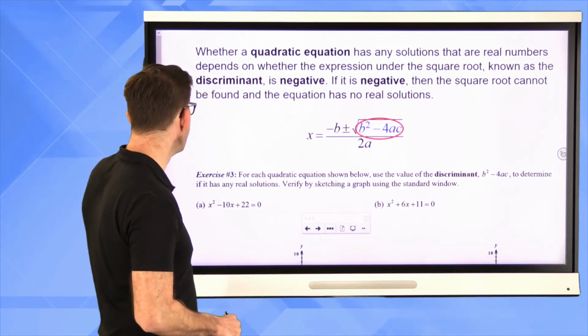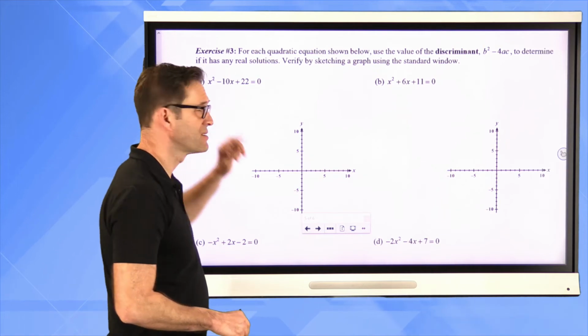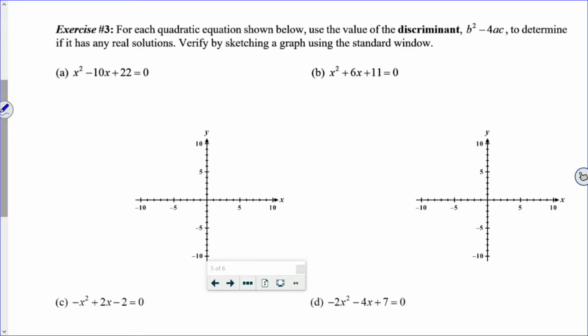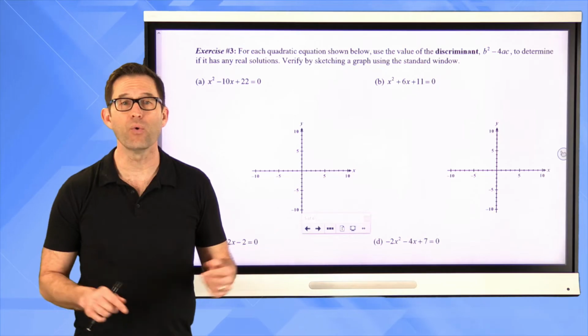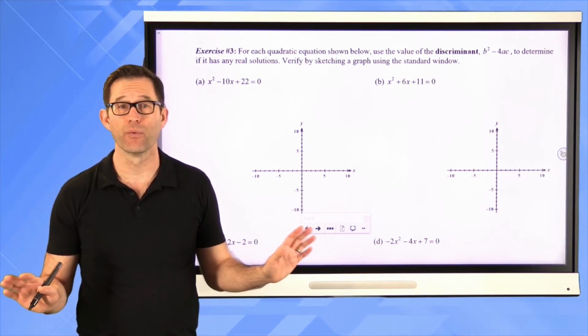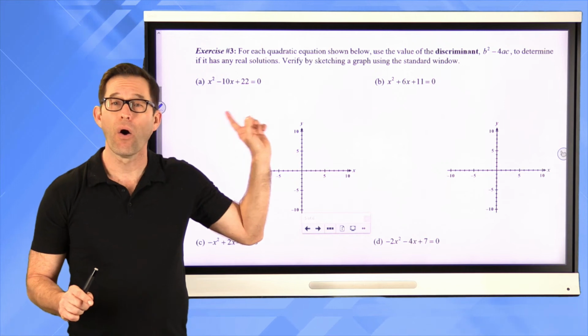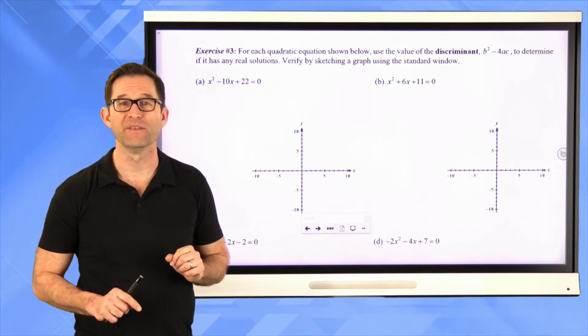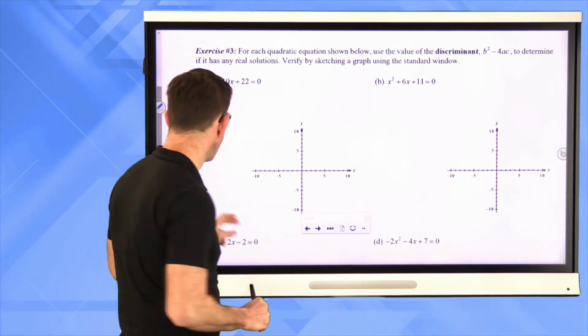So let's take a look at that idea in exercise number 3. For each quadratic equation shown below, use the value of the discriminant, b squared minus 4ac, to determine if it has any real solutions. Verify by sketching a graph using the standard window. All right, cool. Let's talk about this. I'm not going to go through and solve for the zeros of this equation. All I'm going to do is figure out what b squared minus 4ac is. So let's take a look.